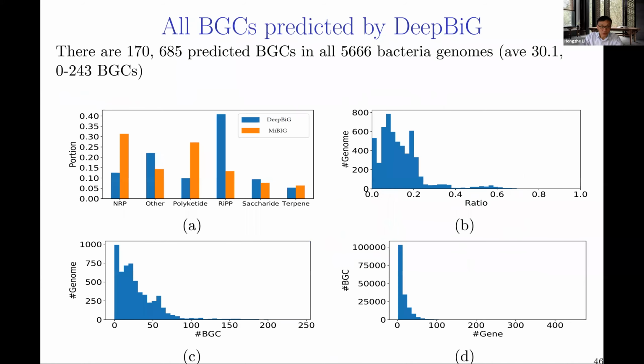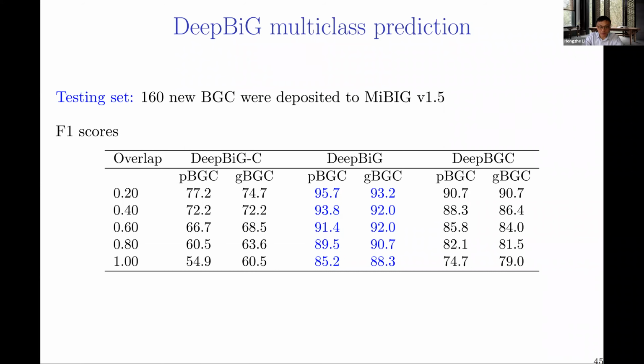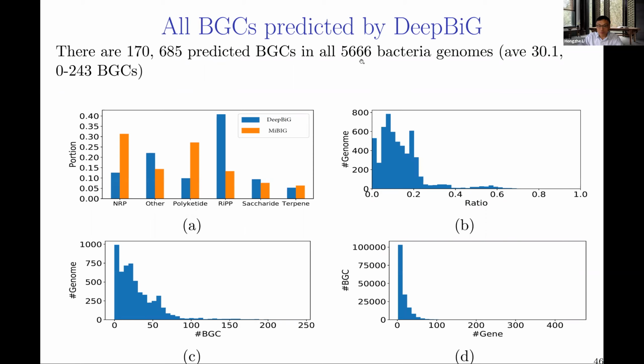Then we applied our prediction algorithm to all the bacterial genomes, all 5,666 of them, and saw how many BGCs we could predict. Eventually we predicted 170,000 BGCs. It seems like a lot, but this is actually still smaller than the number of BGCs predicted by the two-state hidden Markov model. On average, each bacterial genome carries about 30 BGCs, and the number ranges from 0 to 243 BGCs.